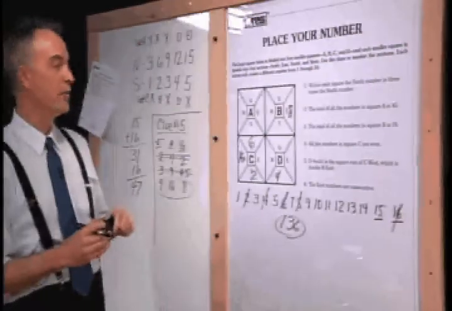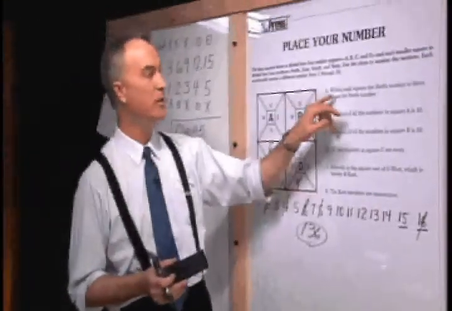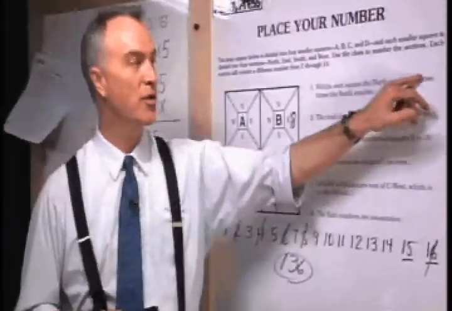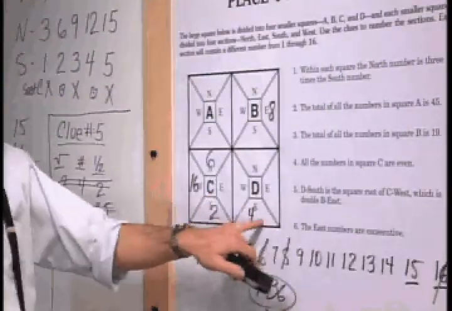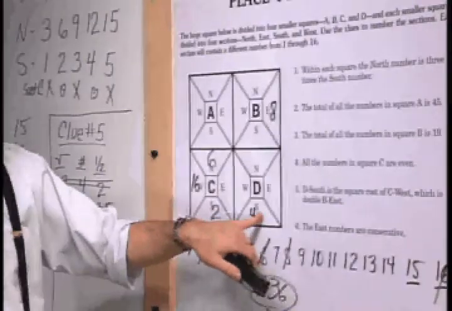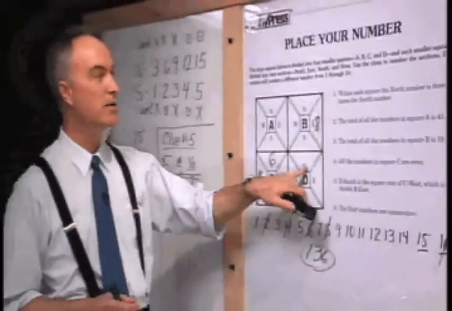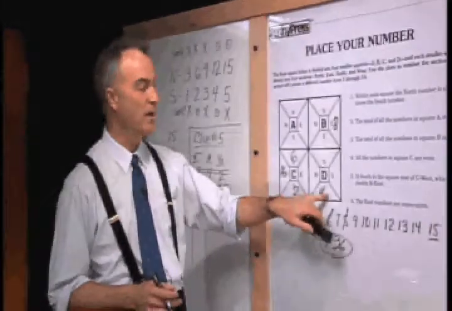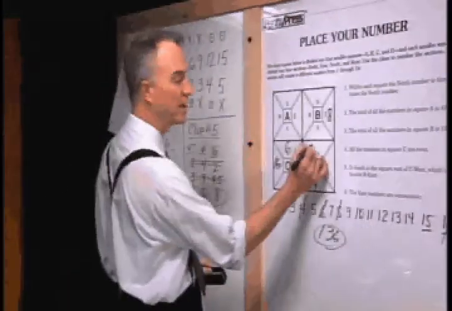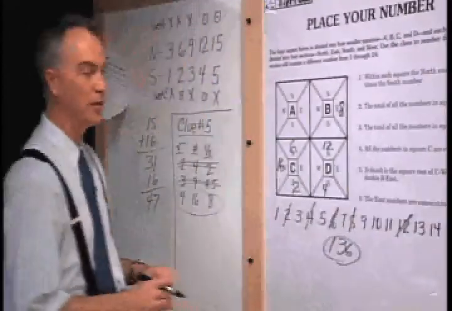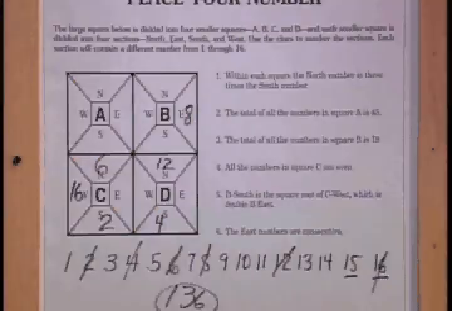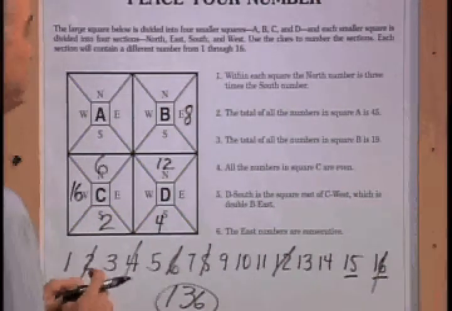Well, when we left off, we already determined that with clue number 1, within each square, the north number is 3 times the south number. In section D, we already have our south number. Very simply then, we know that the north number is 3 times the south number, and 3 times 4, we can now place 12 into that location and cross 12 off from our list of numbers. Let's see where we can go from here.